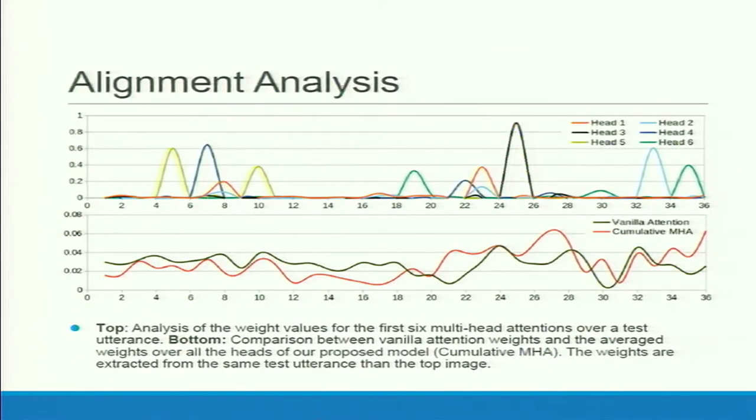And besides, I'm going to do an alignment analysis. Okay. So at the top, we have the analysis of the weight values for the first 6 multi-head attentions over a test utterance. This analysis is done over the index of the encoder, so it goes from 0 to 36. This would be more or less a 4 second audio, for example. I have not plotted more heads because then it's not possible to see what happens.